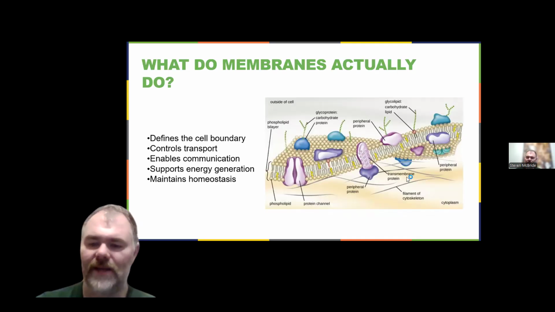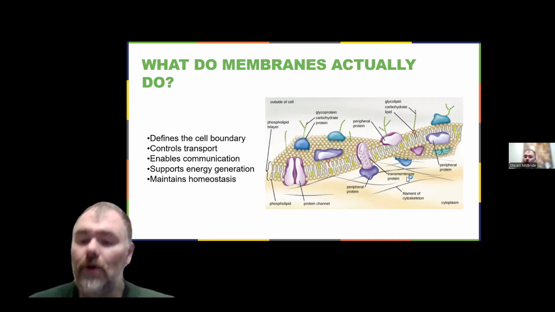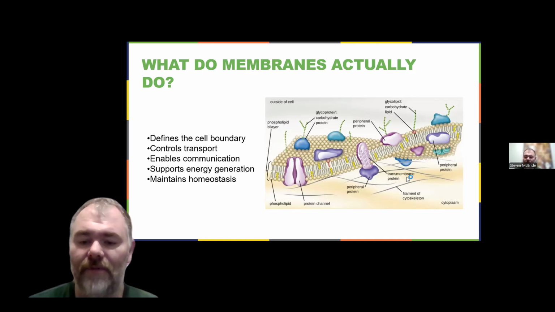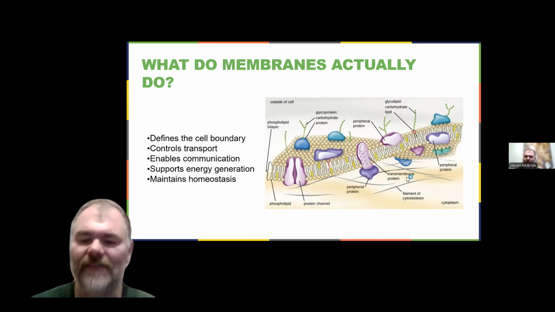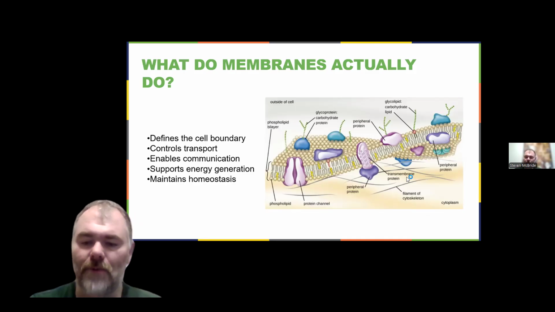The plasma membrane is far more than just a thin covering around the cell. It performs several critical functions that allow cells to survive. First, the membrane defines the cell boundary. It separates the inside of the cell from the outside environment, creating an organized internal space where life's chemistry can occur. Second, the membrane controls transport. It regulates what enters and leaves the cell, allowing nutrients in, removing waste, and helping maintain proper internal conditions.